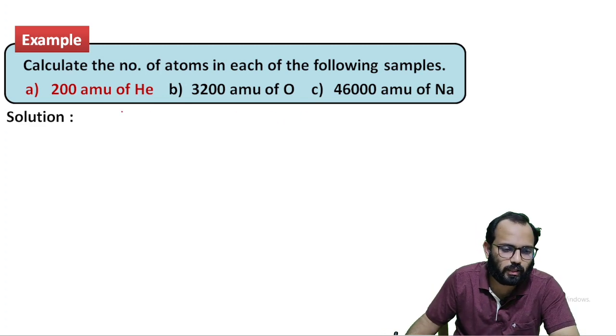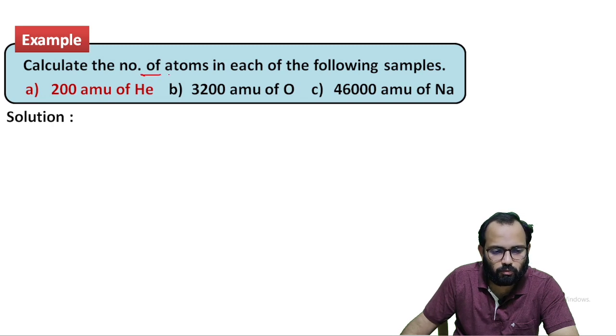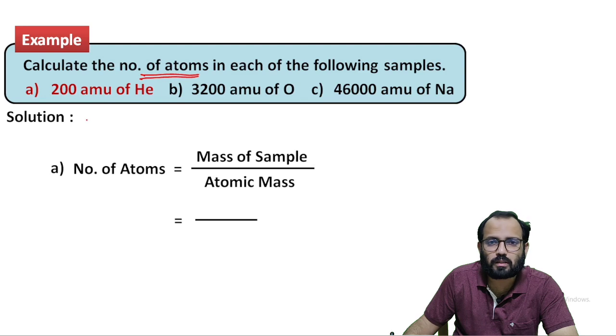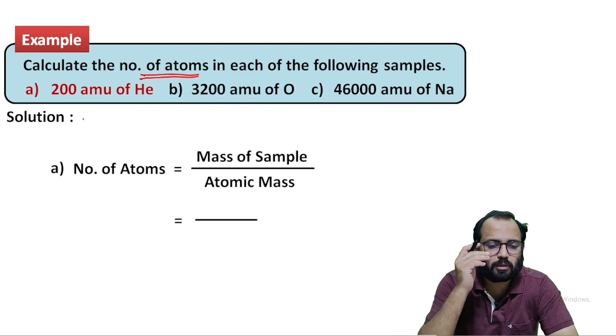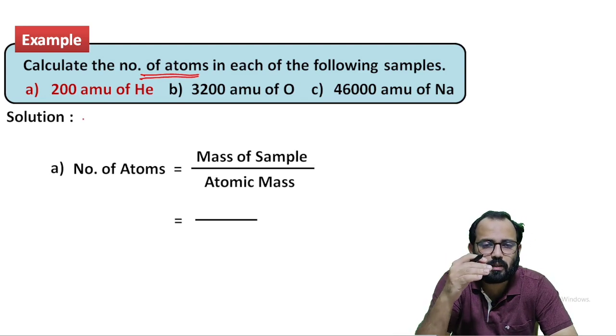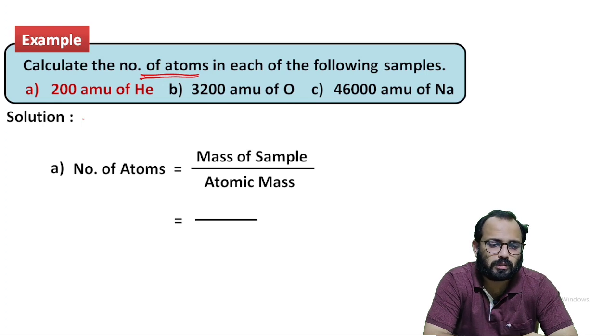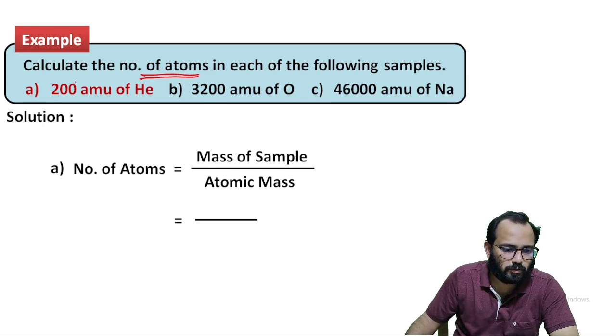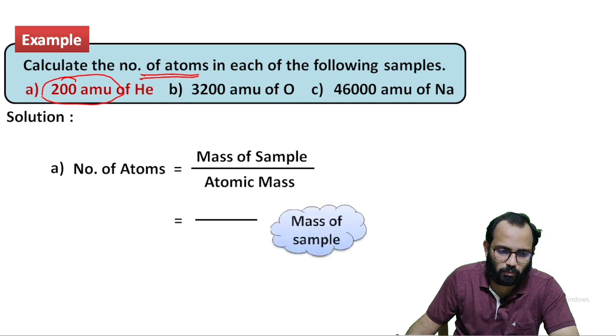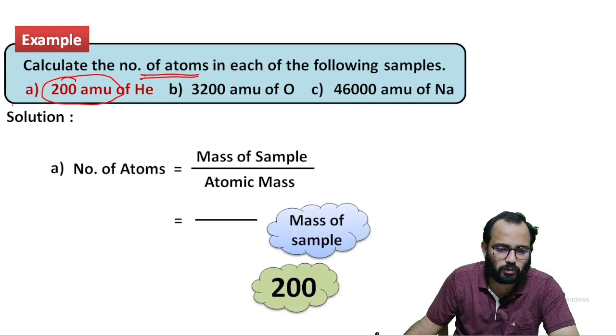So you'll be getting more clarity. Look at that. 200 AMU of helium. You have to find out the number of atoms in 200 AMU of helium. The equation is number of atoms is equal to mass of sample by atomic mass. What is the mass of sample they have given? Mass of sample is 200 AMU. That you are going to substitute there.